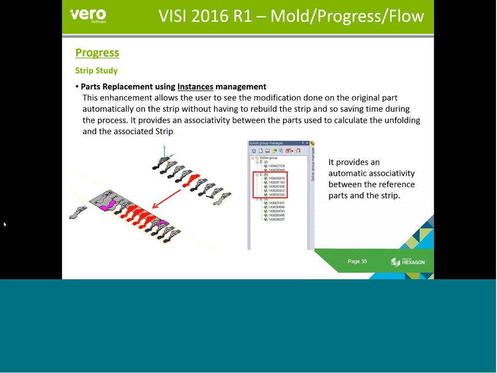Like mold, progress has also adapted the use of instances for easier and more efficient editing. The use of instances allows the user to change the part and strip study simultaneously, which saves lots of time. So there's no longer a need to completely redo an entire strip study after making a quick edit to a part. All you have to do is use the rebuild command, and the strip study will adjust accordingly.